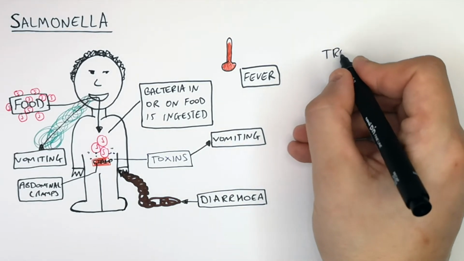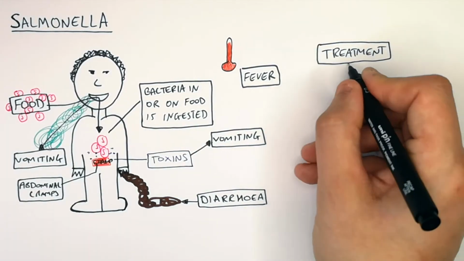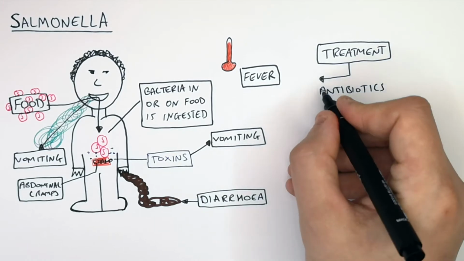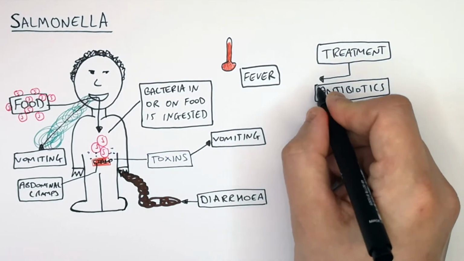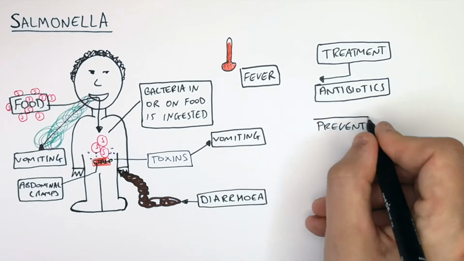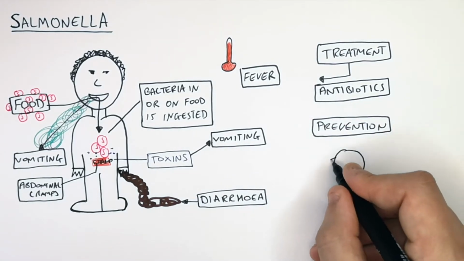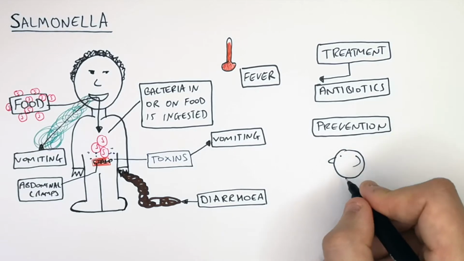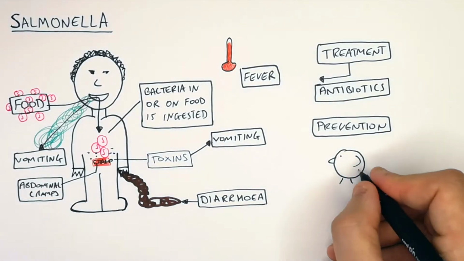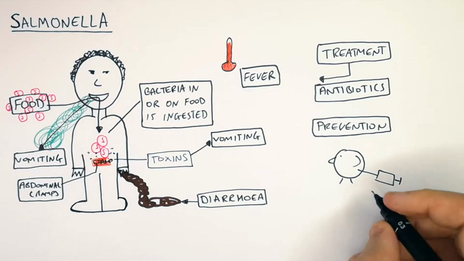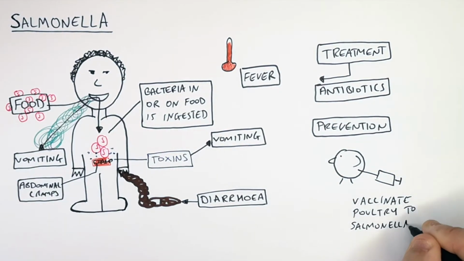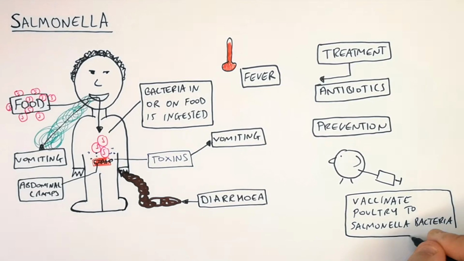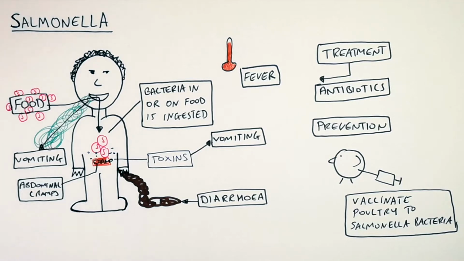So because Salmonella is a bacteria, the treatment for Salmonella is going to be antibiotics. Antibiotics should kill the bacteria. So how would you prevent Salmonella poisoning? Well, Salmonella is mostly from poultry dishes, so chicken and eggs, for example. So if you vaccinate the poultry against Salmonella, that means the chickens will not have Salmonella. So that means that if you eat eggs and chicken, there will not be any Salmonella in the chicken of a vaccinated chicken.